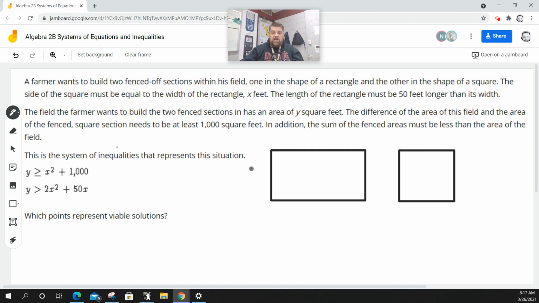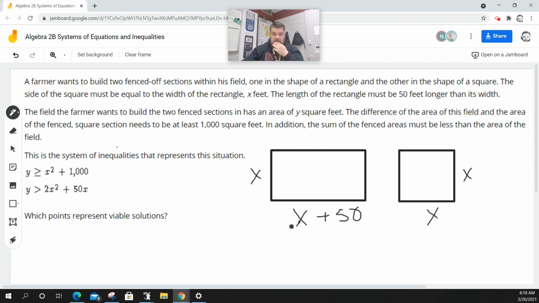So this is x, and this is x, and then this is x too, because of the square, all the sides are the same. And then it says the length must be 50 feet longer than the width. So this would be x plus 50. Okay. So then the farmer wants to build two fenced-in sections that has an area of y square feet. The difference of the area of this field and the area of the fenced square section needs to be at least 1,000 feet.